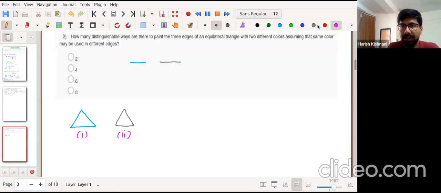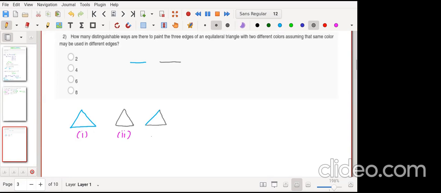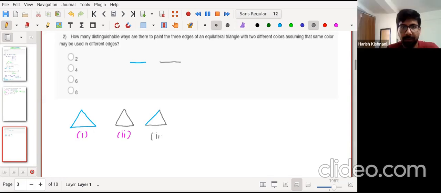Now for a change, we paint one side with this light blue color and the other side with this color, and then this side again with this color. So this equilateral triangle is surely different from the first two. And is there any other option remaining? First of all, three is not a choice in the available options, so at least something else should be there.